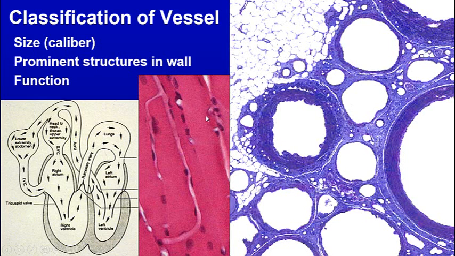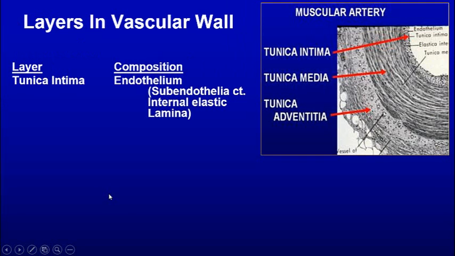Predominant structure in the wall: what's in the wall? No muscle, a lot of muscle. That dictates whether you're a capillary or a vein. The function: if blood is going away from the heart, even pumping unoxygenated blood, it is still an artery, as opposed to blood coming back from the vessel to the heart, which would be a vein. So there are different things in the wall. You've got the intima. Intima is endothelium. In all cases, blood vessels have to have endothelial cells.